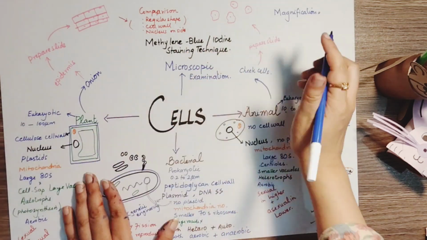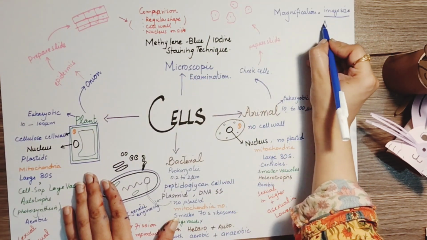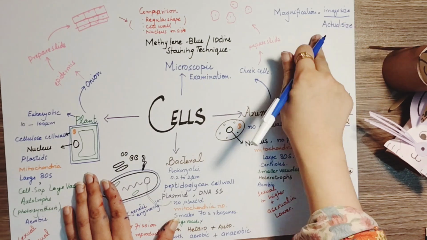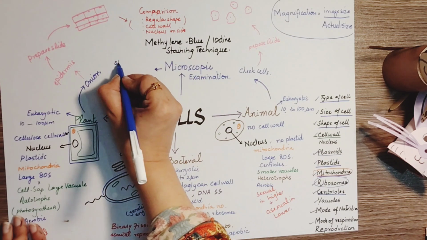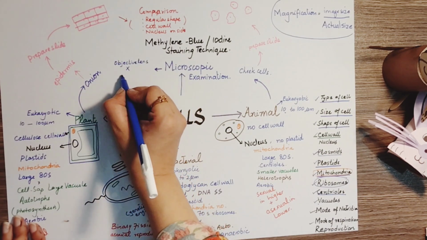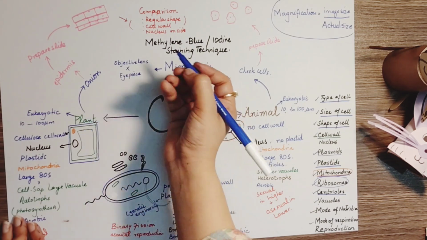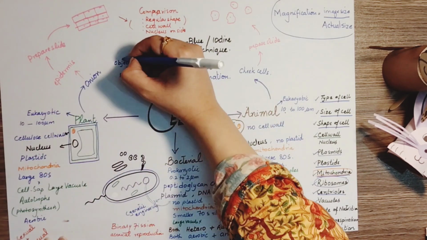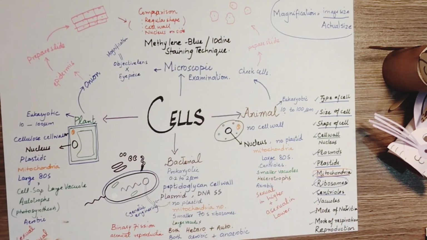Then you should know how to calculate the magnification. The formula for magnification is the image size divided by the actual size. You have to find out the magnification by using this formula in the examination. You should know that in a microscope, the power of the objective lens is multiplied with the power of the eyepiece to calculate the magnification.